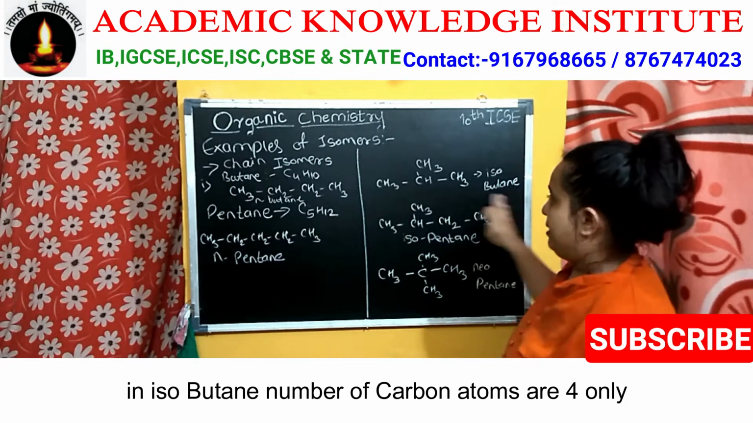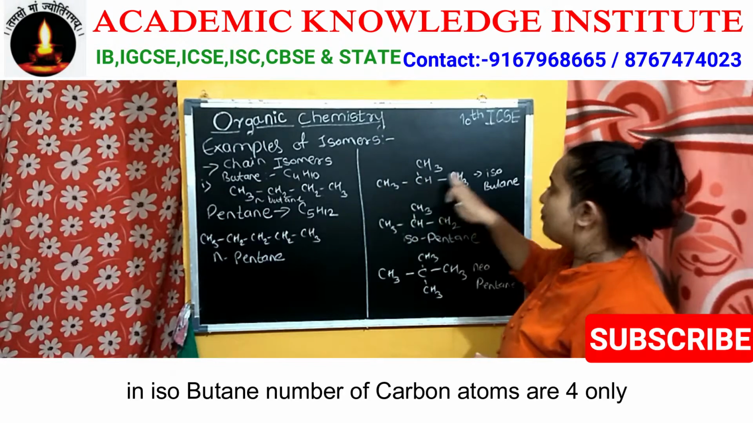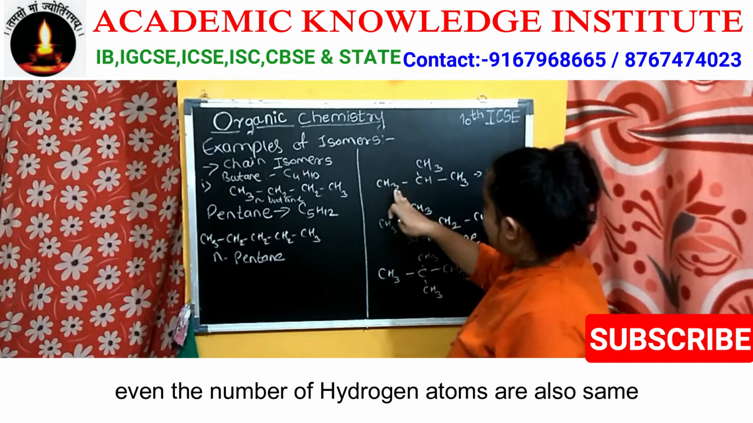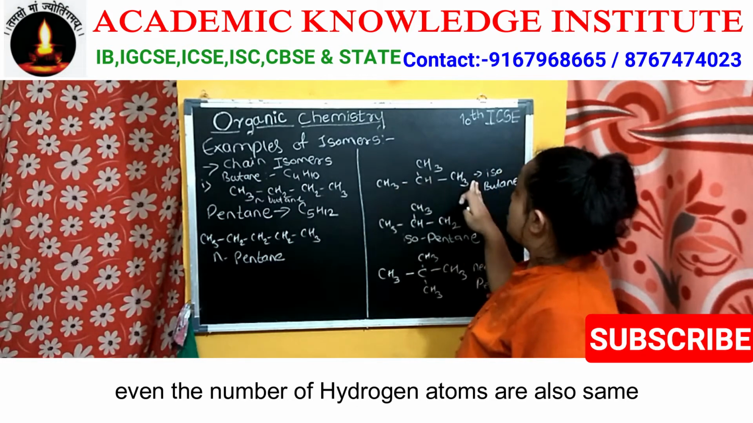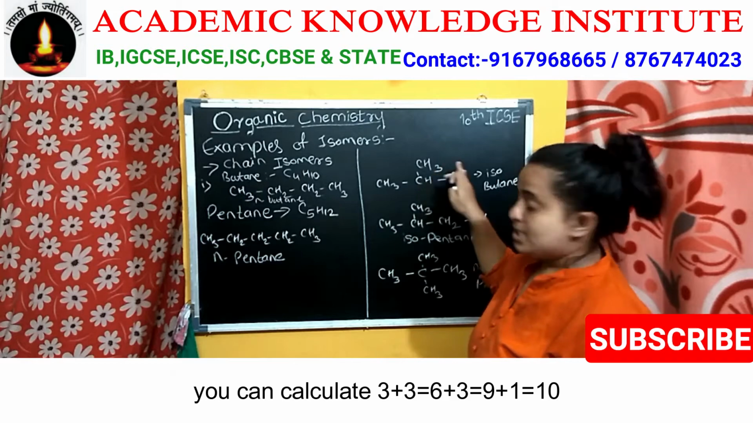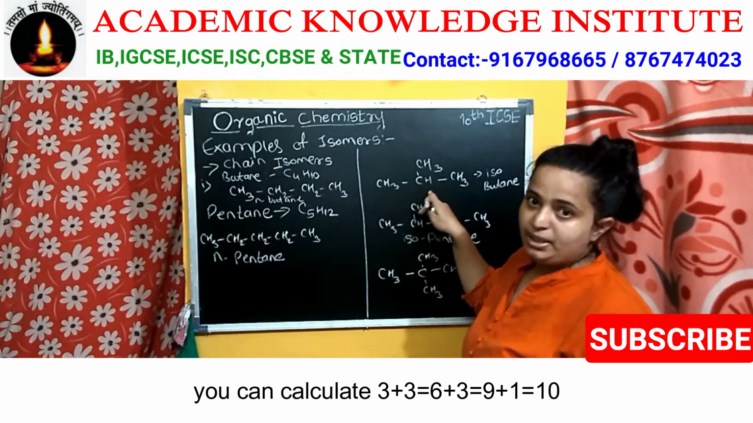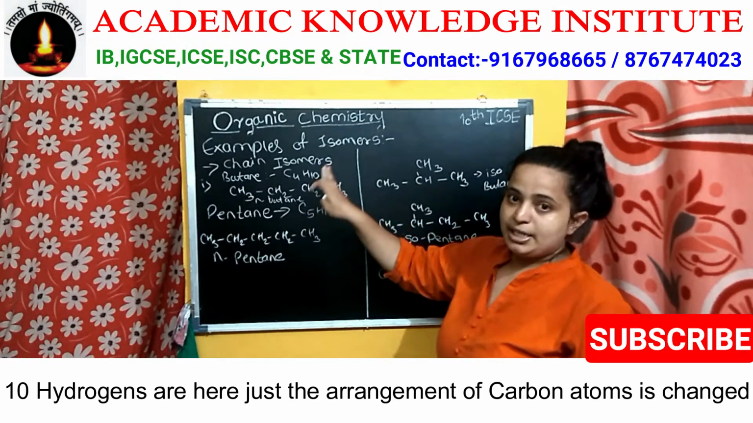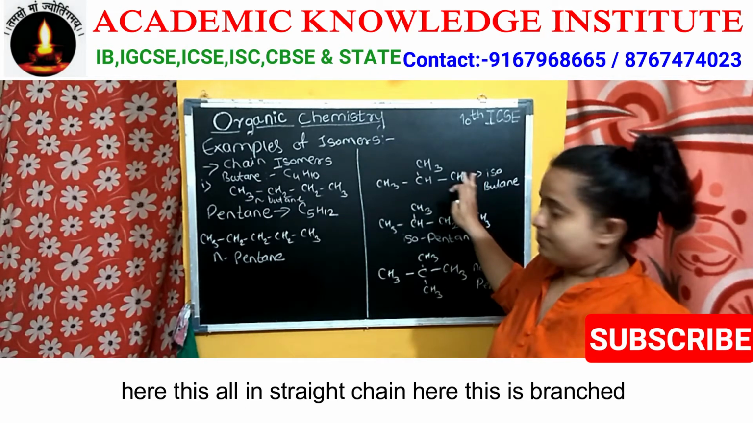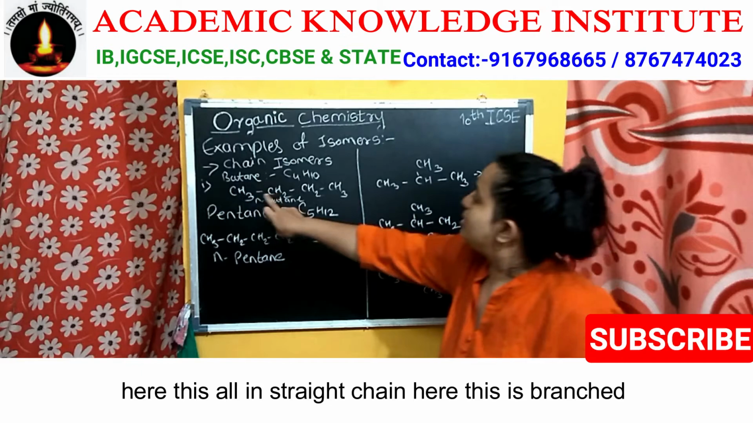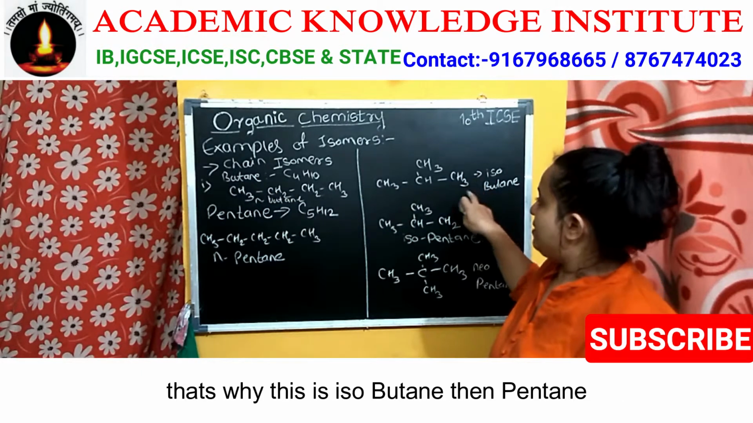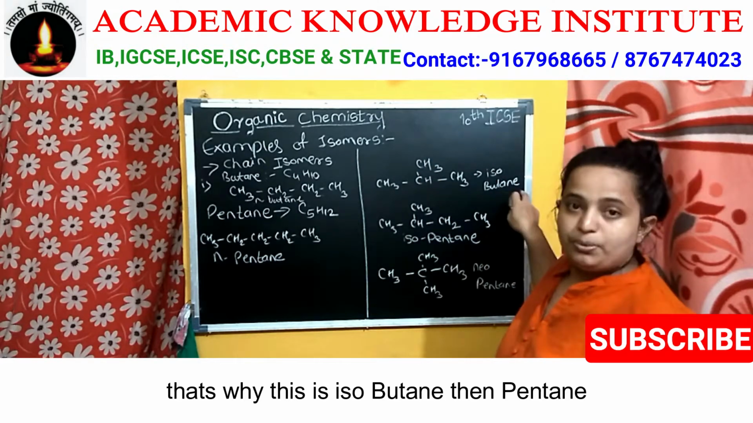In isobutane, see, the number of carbon atoms is 4 only. Even the number of hydrogen atoms is the same. You can calculate: 3 plus 3, 6. 6 plus 3, 9. 9 plus 1, 10. So 10 hydrogens are here. Just the arrangement of carbon atoms is changed. Here this is all in a straight chain. Here this is branched. So that's why this is isobutane.